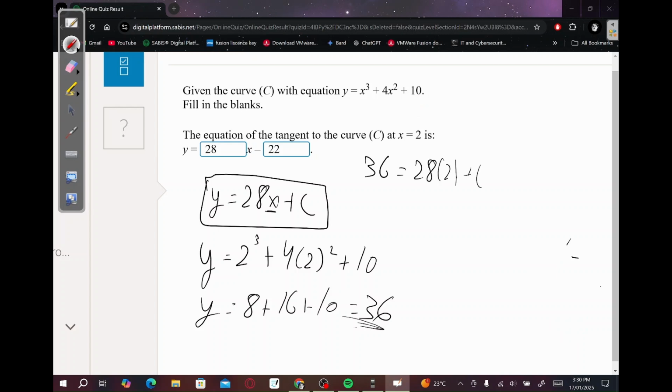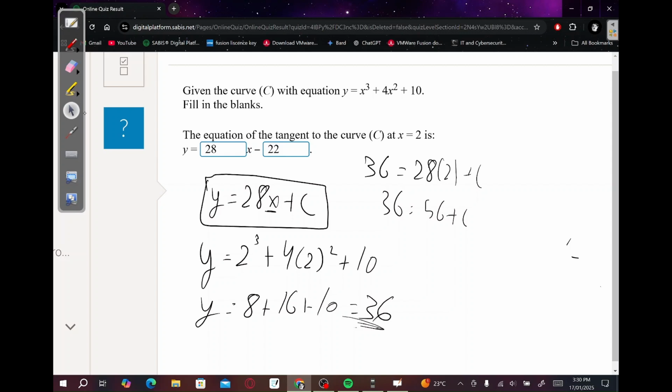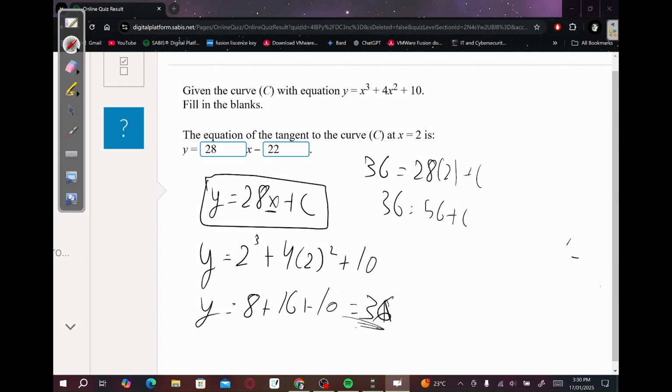Okay, 28 times 2 is 54, I think. Let me just make sure. 56. 36 is equal to 56 plus c. 56? There's no way. Wait. Whatever. Okay. 56 minus 36 will not give me 22 though. I did something wrong. Wait. 2 cubed plus 4 into 2 squared plus 10. This gives me 34, not 36. I miscalculated. Yeah, this would give me 34. Okay, my bad.